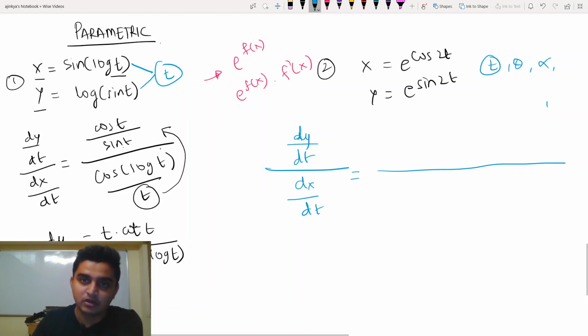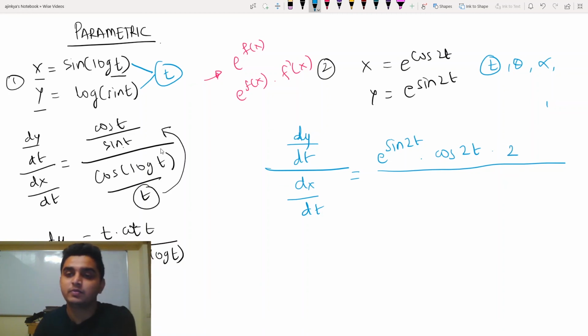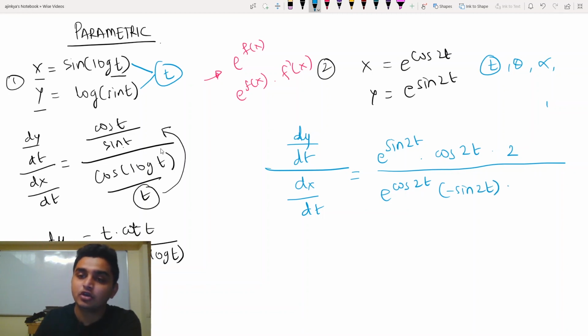So let's write those. dy upon dt is going to be e raised to sine 2t. Now you have to differentiate sine of 2t, which is going to be cos of 2t, times you have to differentiate 2t, which is going to be 2, since you are differentiating with respect to t. Now e raised to cos of 2t, then again you have to differentiate cos of 2t, which is going to be minus sine 2t, times you have to differentiate 2t, which is going to be 2. So 2 gets cancelled, and this is your final answer.